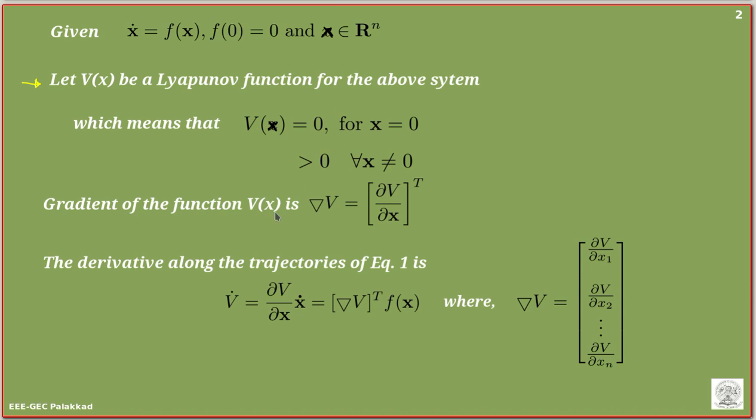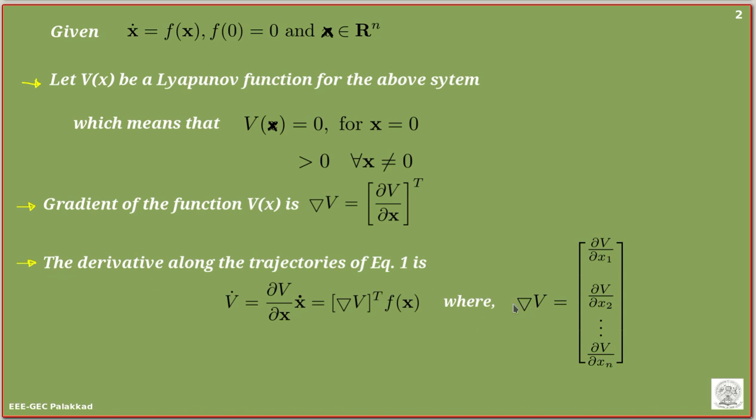And then what is the gradient of the Lyapunov function? We know that the gradient of the Lyapunov function is dou v by dou x. And what is the derivative of the Lyapunov function along the trajectories of the system? If this is equation 1, the derivative is v dot equal to dou v by dou x into x dot. These are the things that we know. So now we will proceed to the problem.